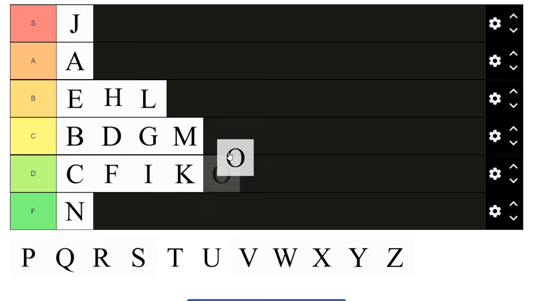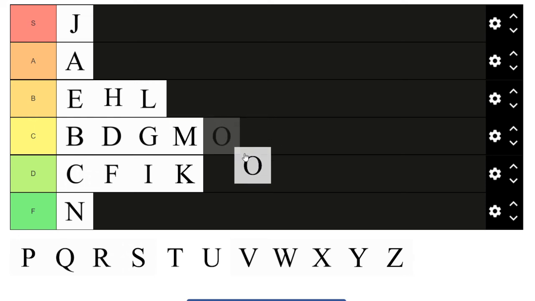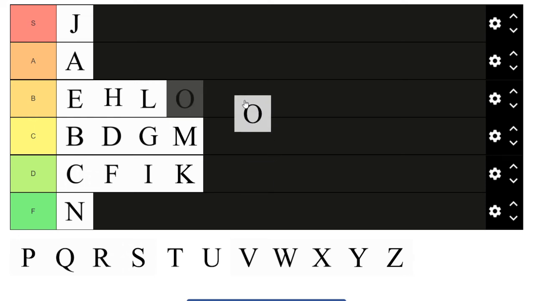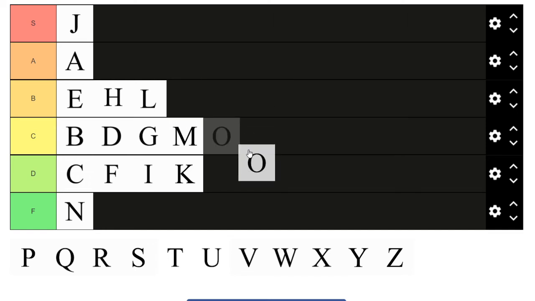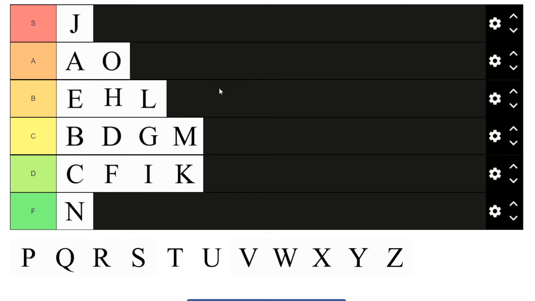Here's O. O is just a circle when you write it, so it's not that hard, and it's really fast and easy to write. It's also in a lot of words, even when you don't really think about it that hard. It's in everything that you look at. I kind of like O. I'm gonna give that an A tier.